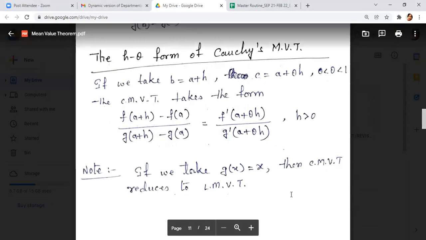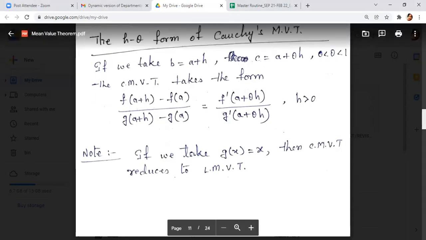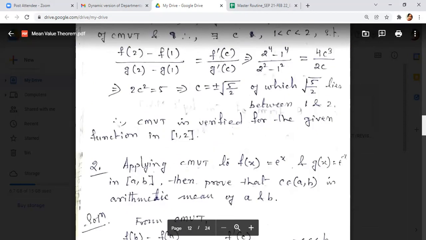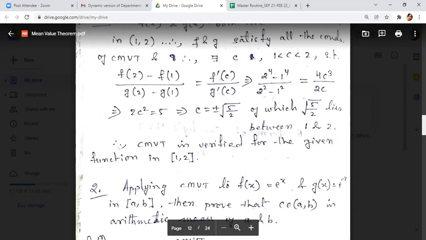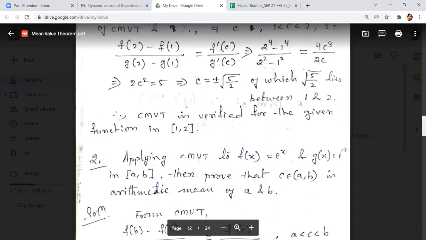Okay. So next, we can take on a particular problem. This one is A01. Look at this problem. Apply CMVT to the functions f(x) equals e to the power x and g(x) equals e to the power minus x, again in the interval [a, b]. Prove that c belongs to (a, b), that means c, which is lying somewhere between a and b, has a value which is the arithmetic mean of a and b. Okay, so let us go to the whiteboard to do the problem.